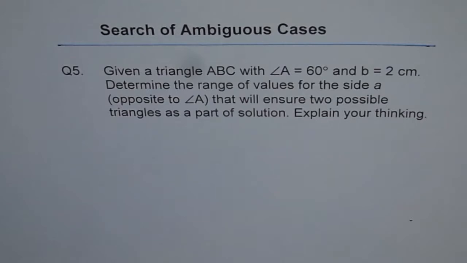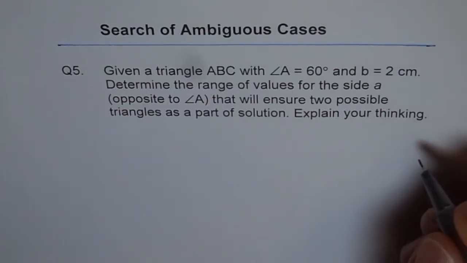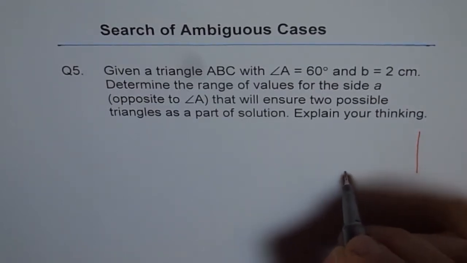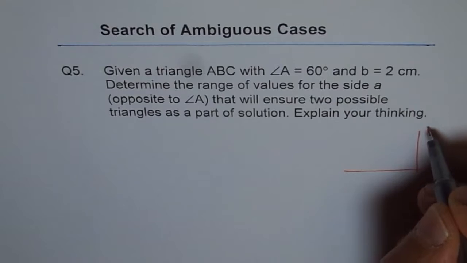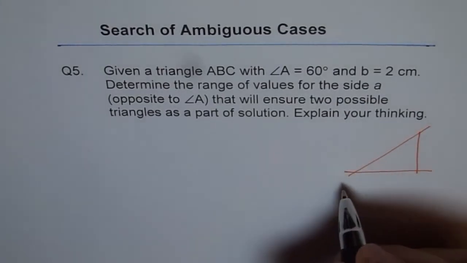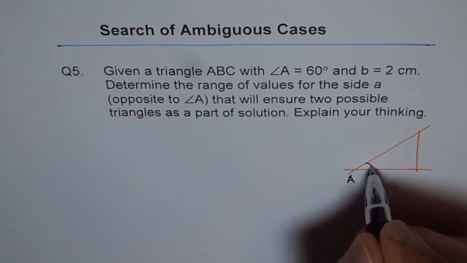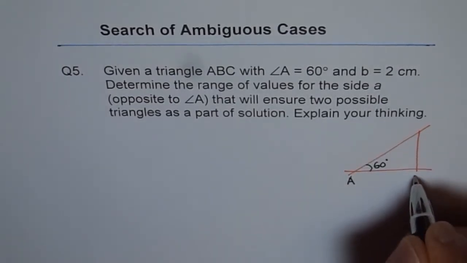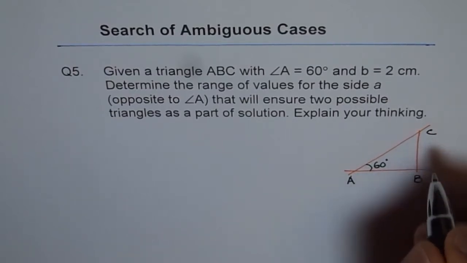Well, that's kind of summarizing the whole ambiguous search itself. Try to get this and explain it in the most beautiful way you can. Okay. What I'll do is I'll just draw a triangle, which will be a right angle triangle, where this is my angle A, which is given as 60 degrees, and that's my side B and this is my side C.